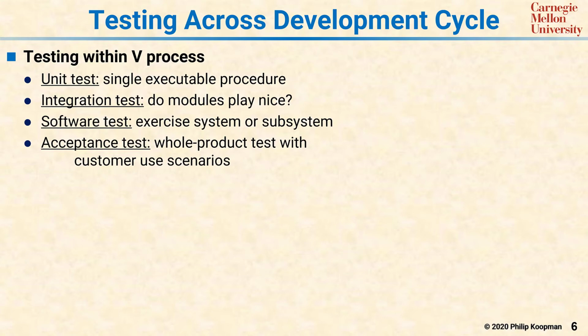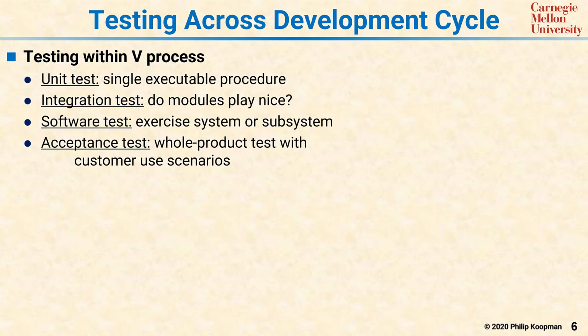These can be very extensive and get very high white box test coverage. At the next level up is integration test, which is more about do modules play nice with each other, and that can be some combination of white box and black box testing. Up higher is software test, where you're exercising at the system level all the software functions of a system or subsystem, and that tends to be much more black box about did you actually hit all the requirements.